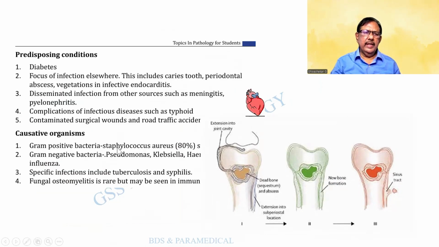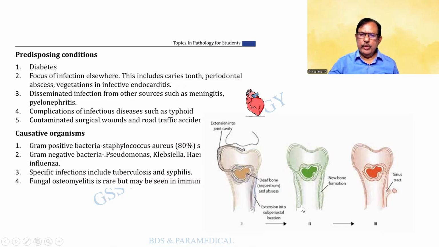The predisposing conditions are diabetes, focus of infection elsewhere, such as a caries tooth, gingivitis, etc. Abscess, vegetations from infective endocarditis. Disseminated infections such as pyelonephritis or meningitis. Typhoid, road traffic accidents. These are all some predisposing conditions. Organisms can be gram-positive, gram-negative, special organisms like typhoid or tuberculosis or syphilis, and fungi.